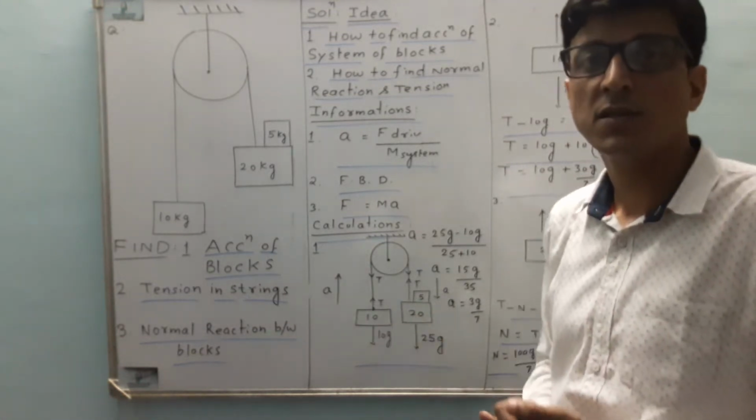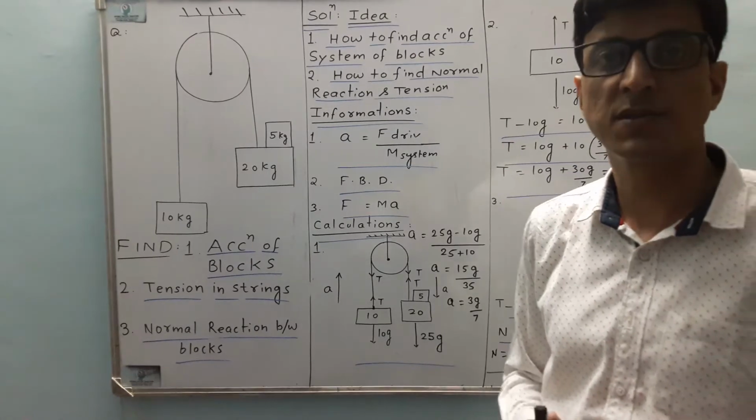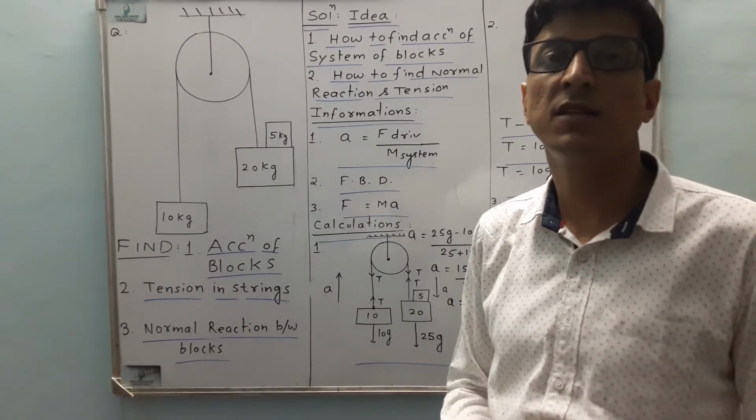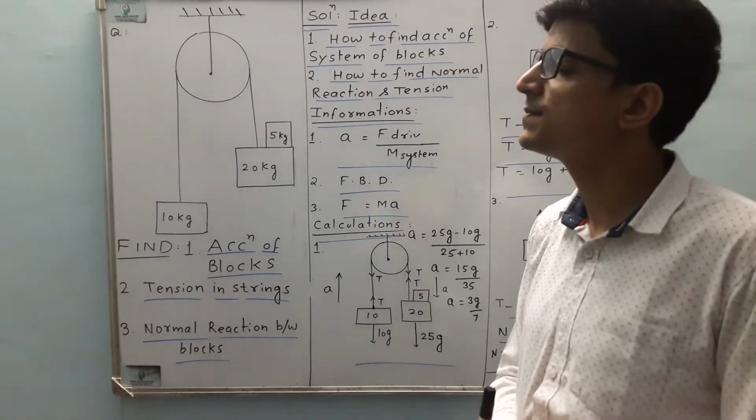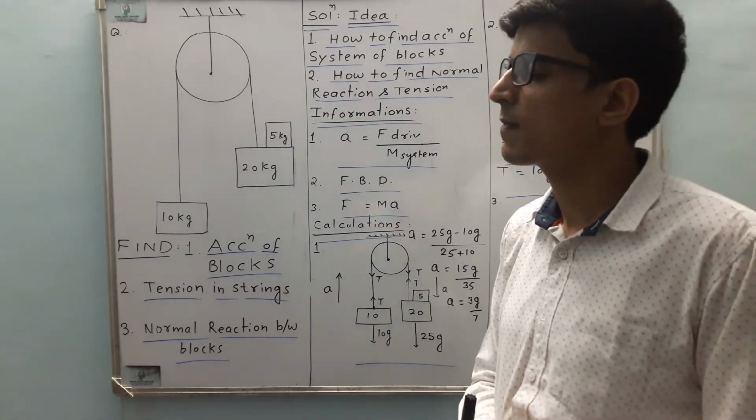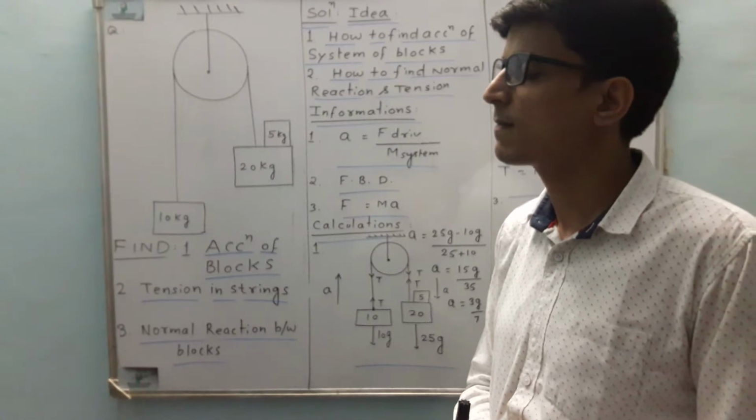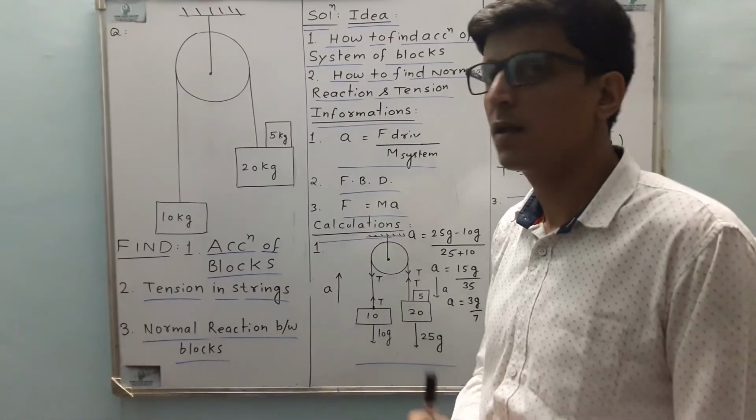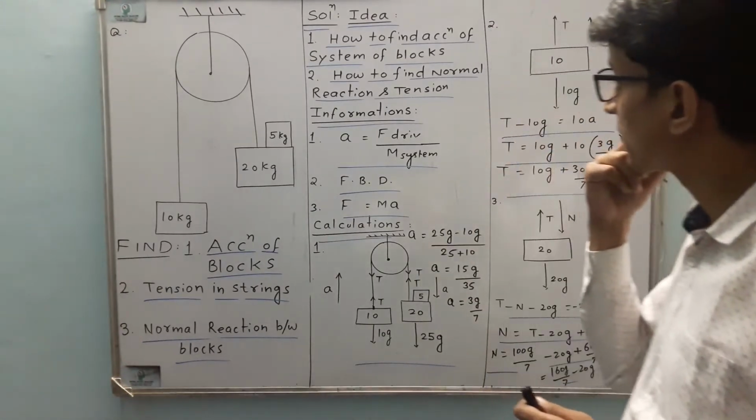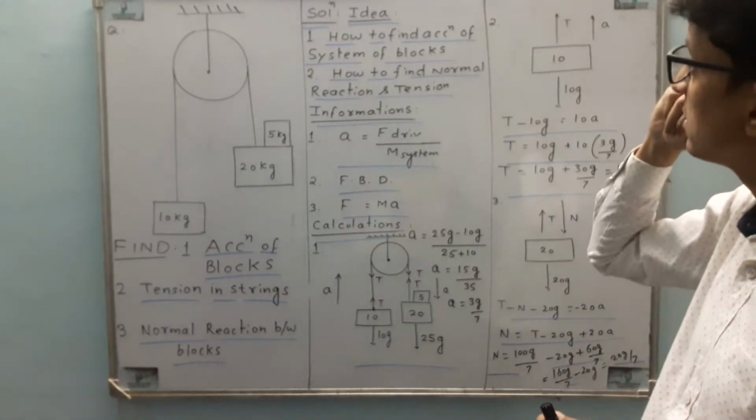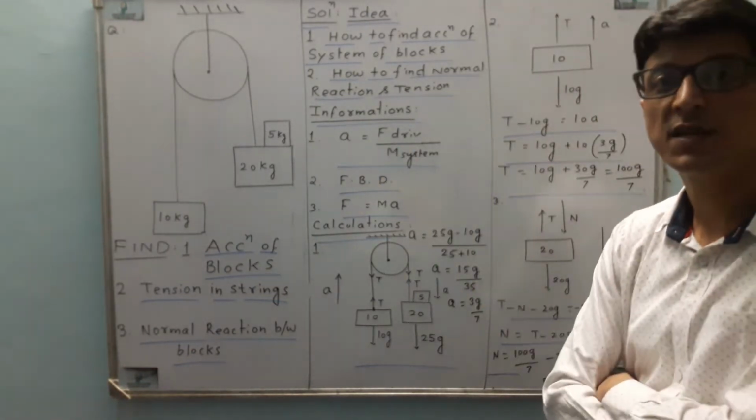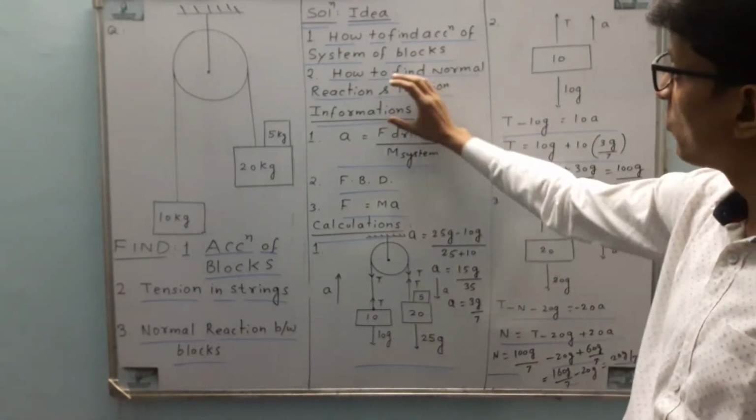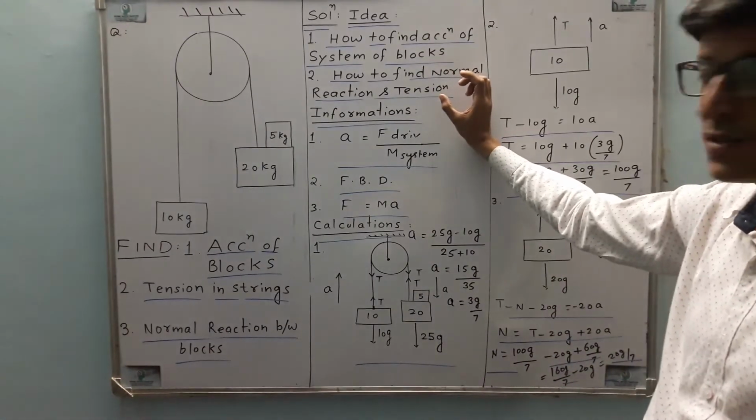So starting with the four steps: silent mind, idea, information and calculations. The first step is a silent mind. Let's work on the idea. The idea is how to find acceleration of system of blocks, because this is a system of blocks basically. The second is how to find normal reaction and tension.